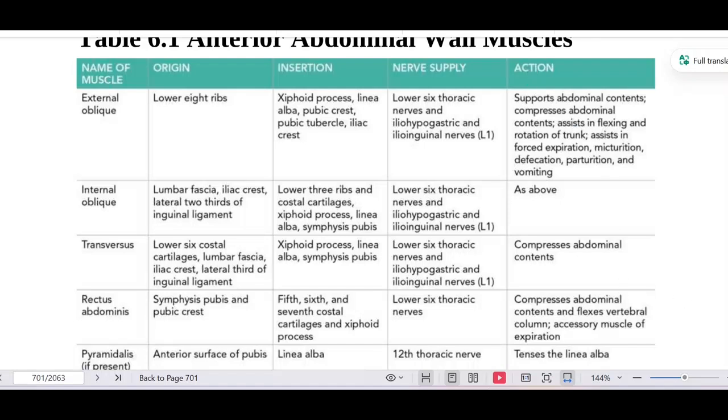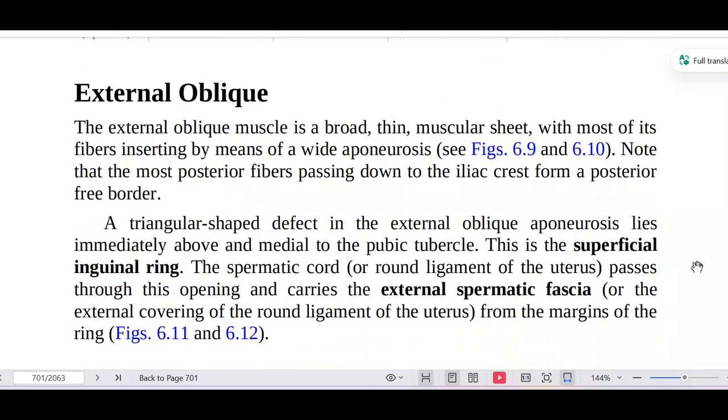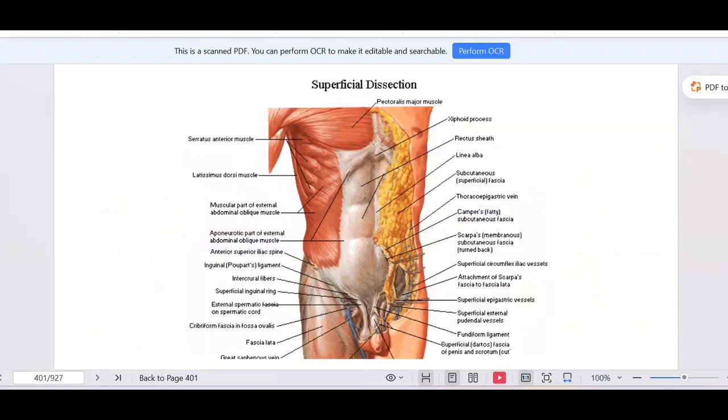Now let's study the external oblique further in detail. The external oblique is a broad, thin, muscular sheet with most of its fibers inserting by means of a wide aponeurosis, as we have already visualized in the picture of the atlas, on the xiphoid, linea alba, pubic crest and the iliac crest. They insert by forming an aponeurosis, that is a flat, sheet-like layer of dense connective tissue like a tendon. That is called the aponeurosis.